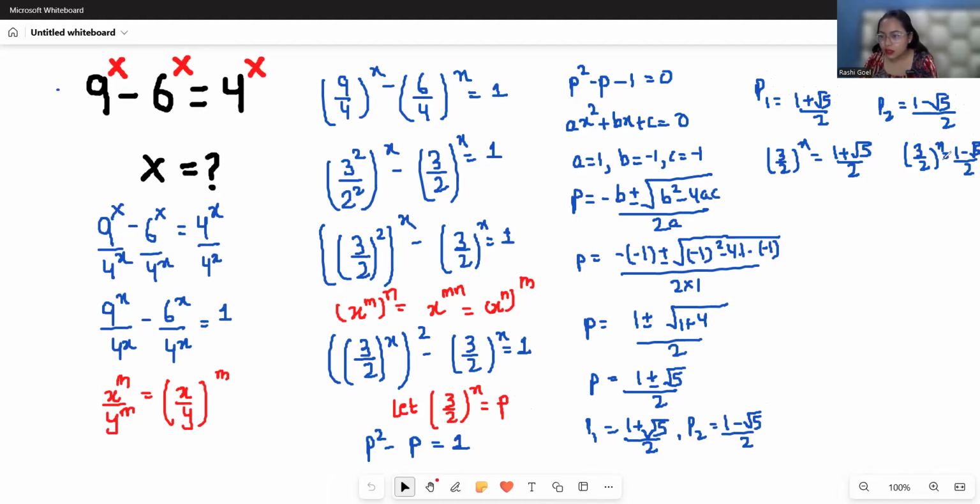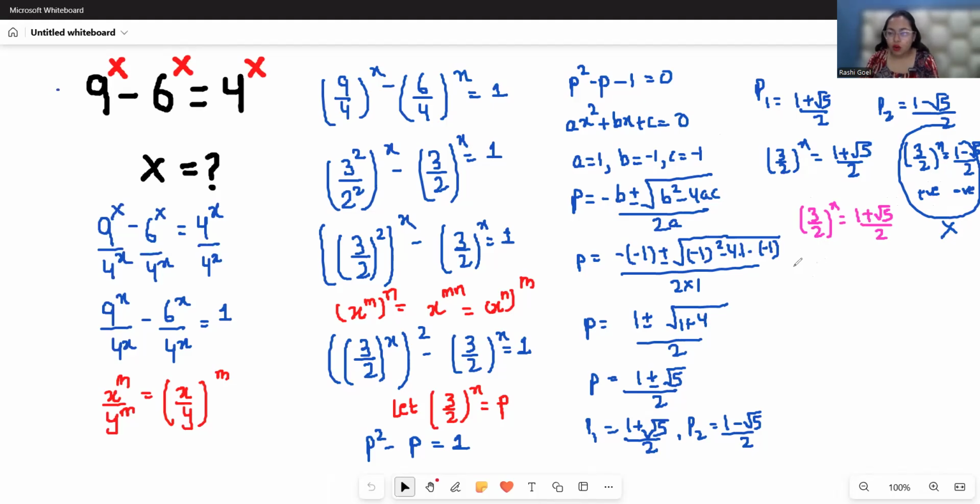Root 5 is greater than 1. So this gives us a negative result and this gives us a positive result. So we will reject this case. So let's solve this one: (3/2)^x = (1+√5)/2.